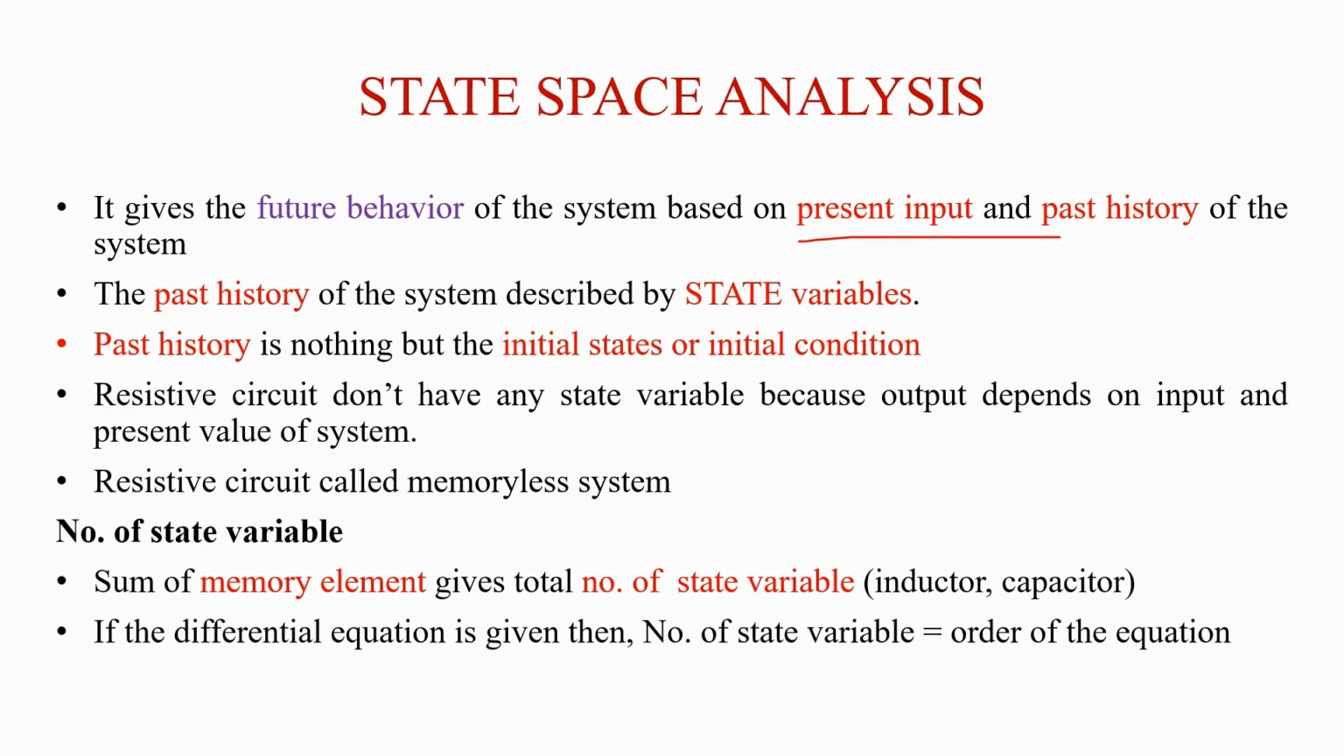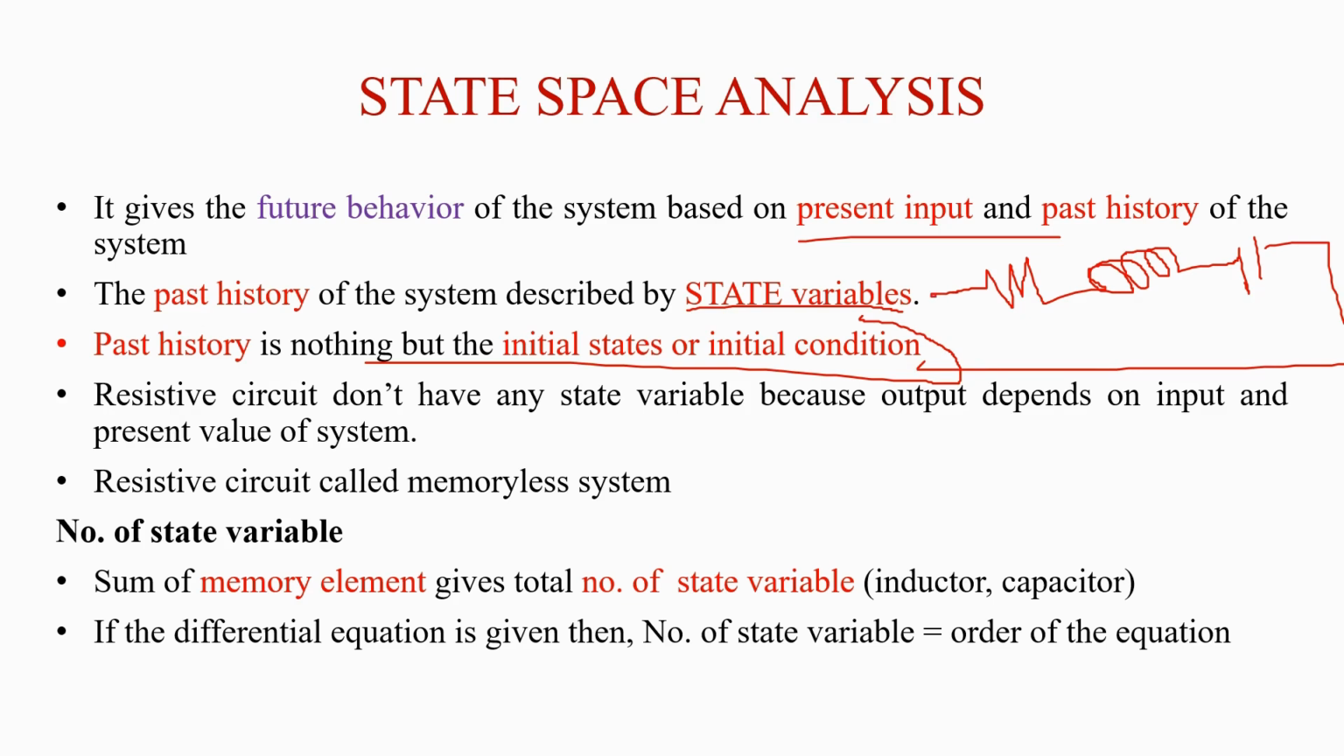of the system. What is the past history? Past history is described by the state variables. It is provided by the initial value, or initial state, of the condition. What is the initial condition? For example, consider an electrical circuit with resistor, inductor and capacitor. We know that the capacitor is an energy storage element, so it gives the initial value to the system. So it is called the initial condition.